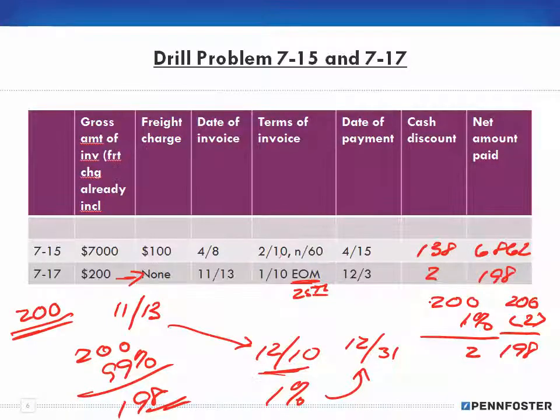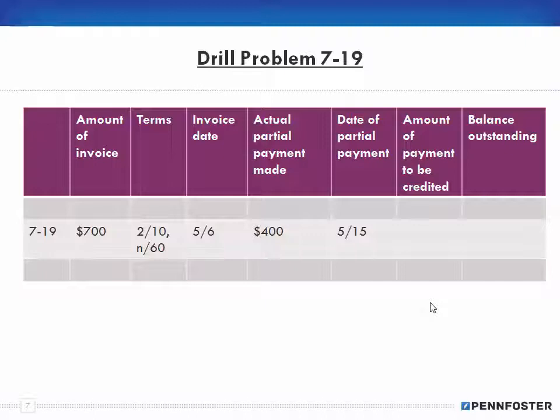Right? So let's see here. We have one more problem. Actual partial payment. Invoice dated, actual partial payment, date of the partial payment, amount of payment to be credited, and the balance outstanding. Okay, so let me think about this here for a second. Amount of payment to be credited. 2%, 10.